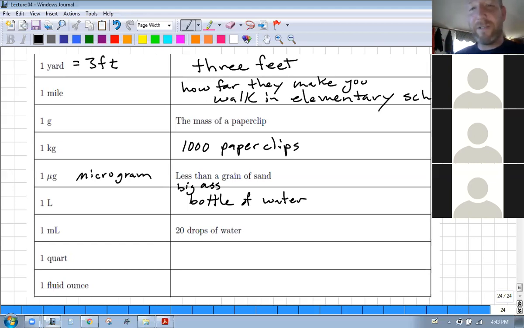I think they only make them for Super Troopers, dude. He's like, I need a liter of cola. Diabetes in a bottle.